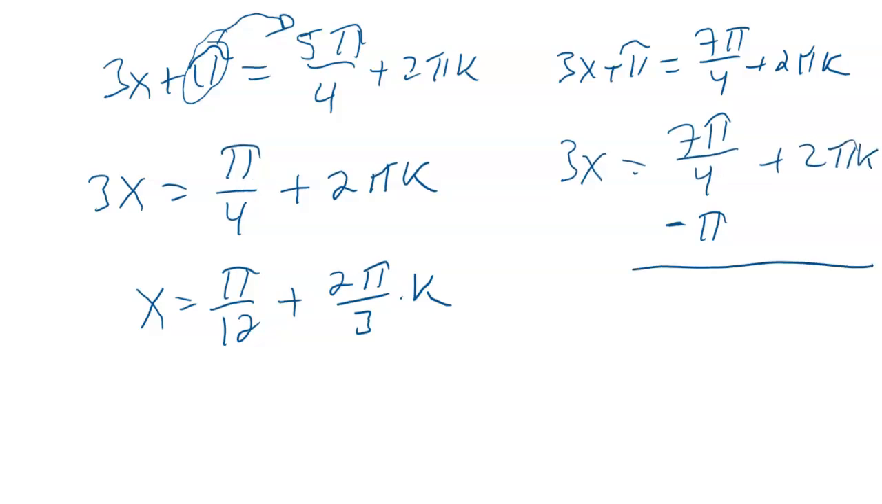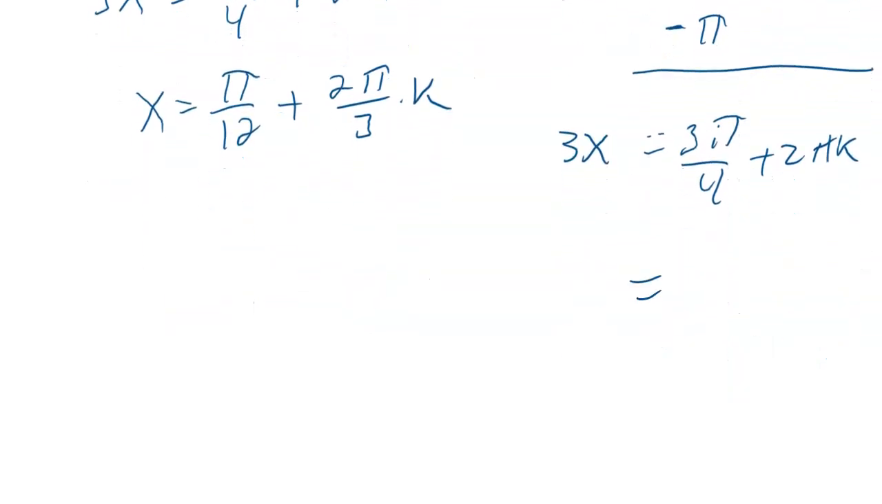When I subtract pi, it's the same thing as subtracting 4 pi over 4 when I make the same denominator. So that turns into 3 pi over 4 plus 2 pi k. And this is equal to 3x. I'll divide by 3, and I get pi over 4 plus 2 pi over 3 k. That's not bad.